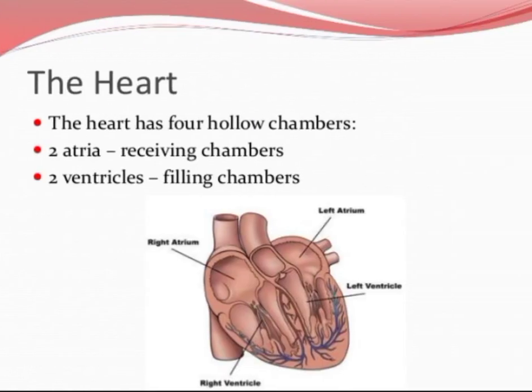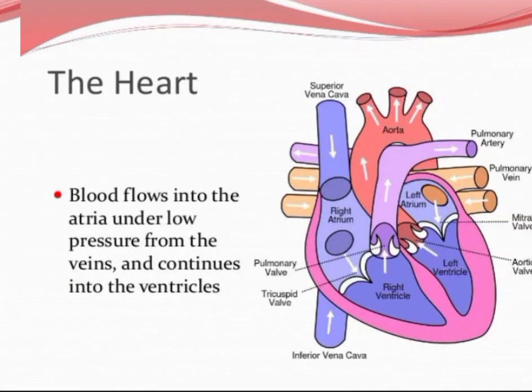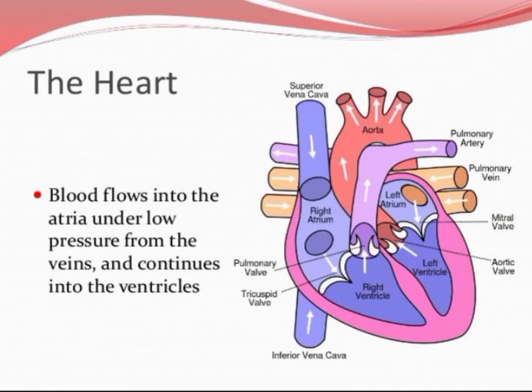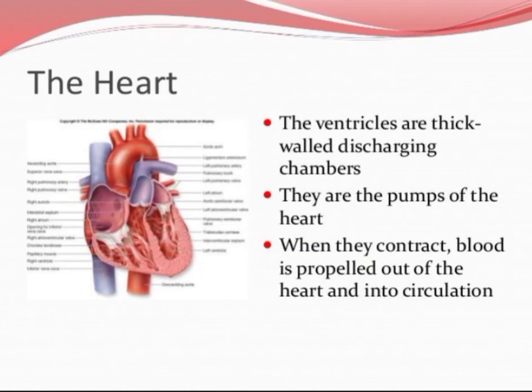Okay, now we're going to discuss the chambers of the heart. As we all know, there are four hollow chambers of the heart: two atria, which are the receiving chambers, and two ventricles, which are the discharging chambers. Blood flows into the atria under low pressure from the veins and continues into the ventricles. The ventricles are thick-walled discharging chambers. They are the pump of the heart. When they contract, the blood is propelled out of the heart and into circulation.